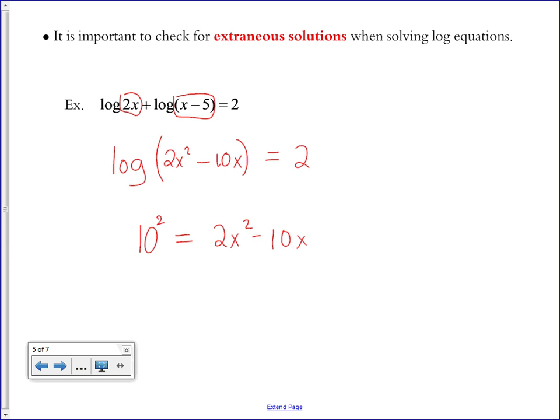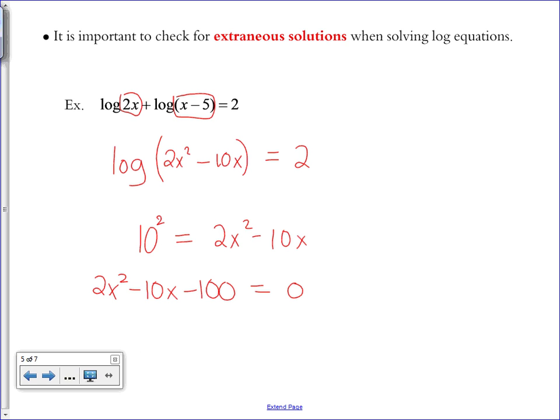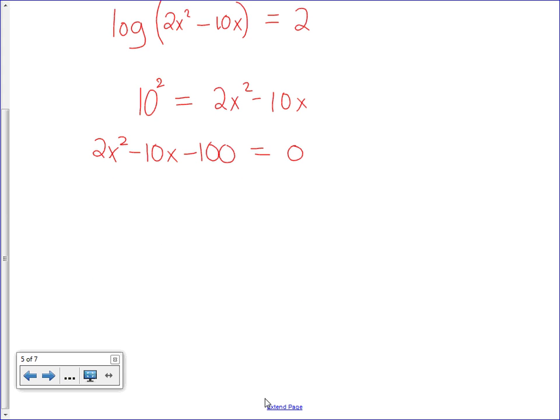You may get 2 answers here. So I'm going to simplify this and get everything to the left side. I know 10 squared is 100, and so I'm going to subtract it from the other side. So it'll be 2x squared minus 10x minus the 100 equals 0. I'm going to factor it and use factoring to solve this if I can. I see that I can take out a 2, leaving me with x squared minus 5x minus 50 equals 0.